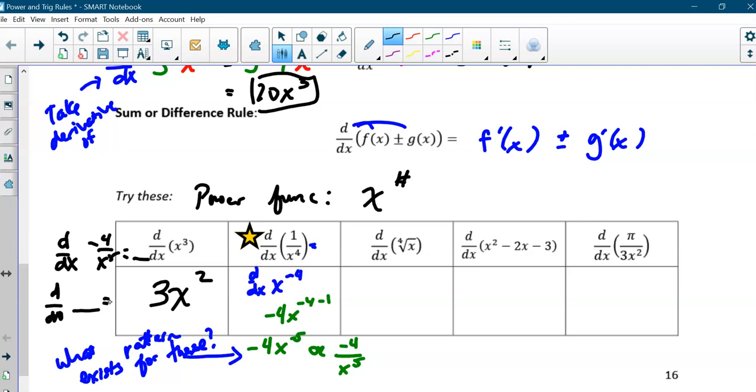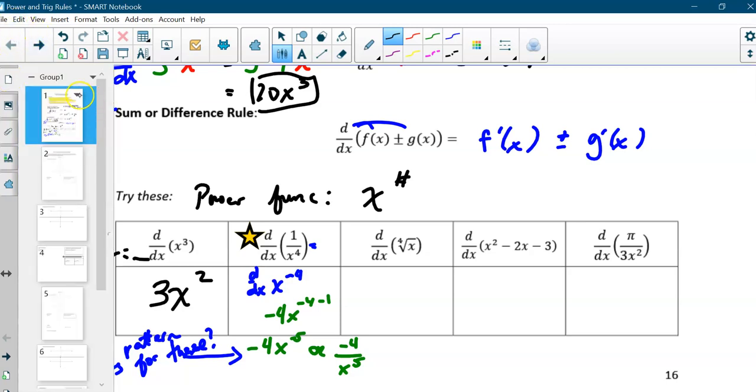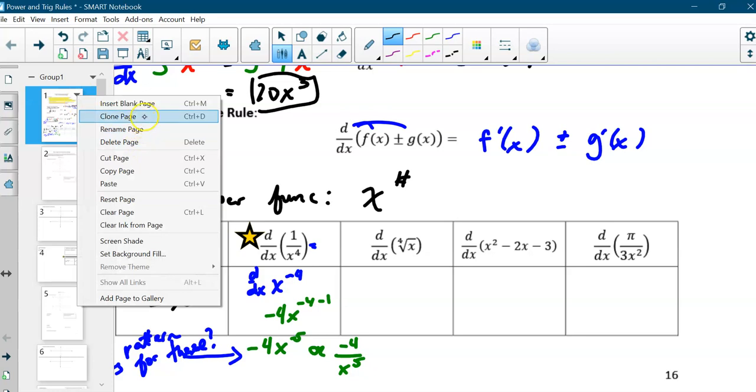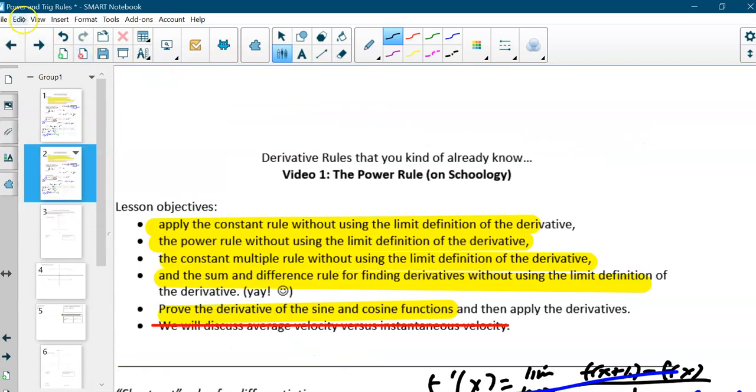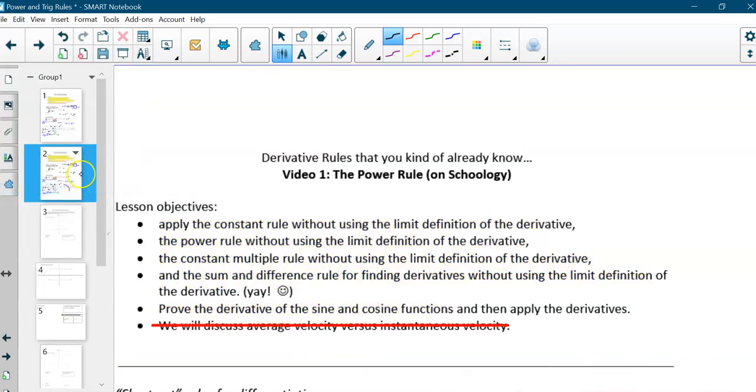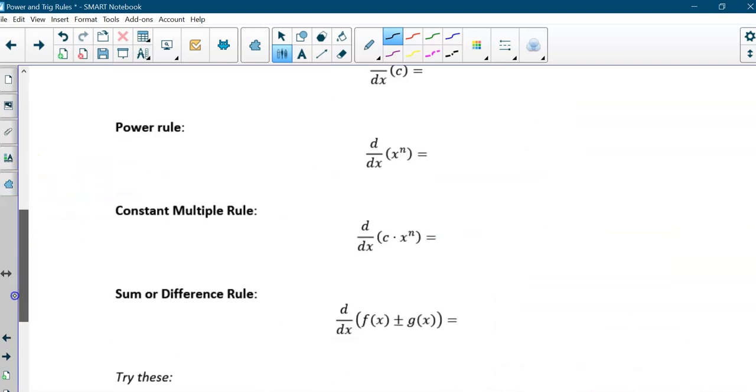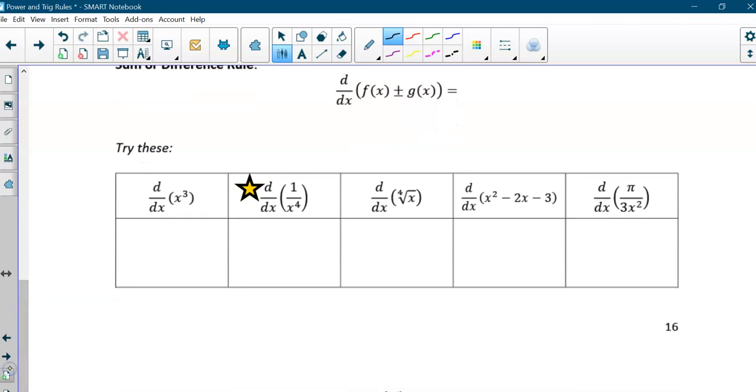Okay, the fourth root of x. I'm going to duplicate this page and clear it out because now it's starting to get a little ugly. So let me clone this guy. Let's go ahead and clear the ink on this guy. Let's go ahead and scroll down. Okay, here we go.